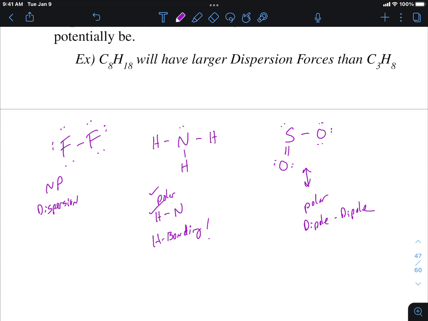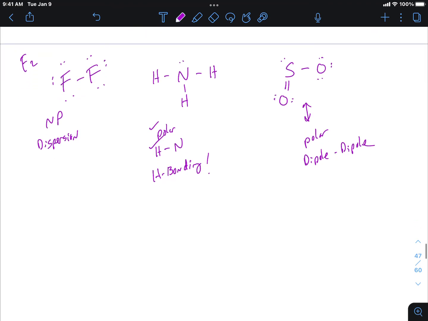So if I give you some formulas, you would need to draw the Lewis diagram, or maybe not draw it if you can see it. Like F2, I don't know if you need to draw that. You need to figure out whether it's polar or not, and figuring that out is the first step in determining which of the attractive forces it has.